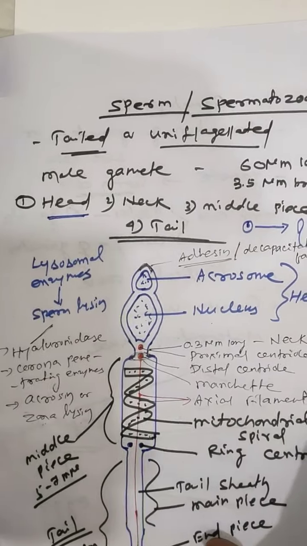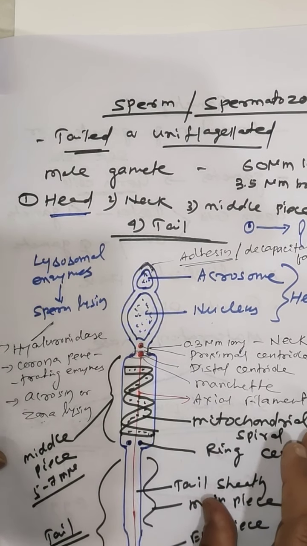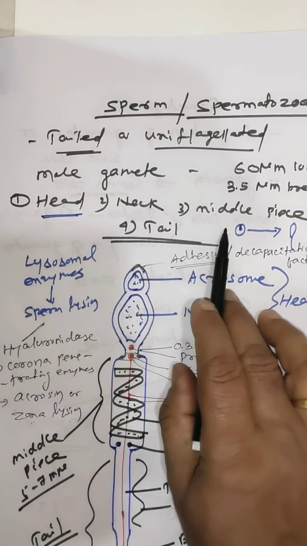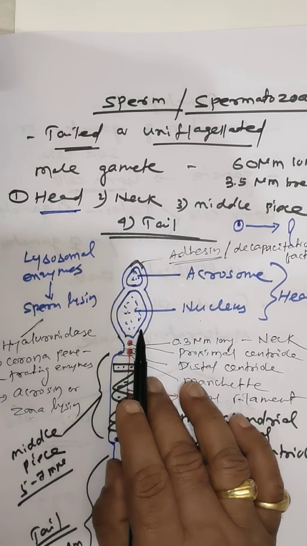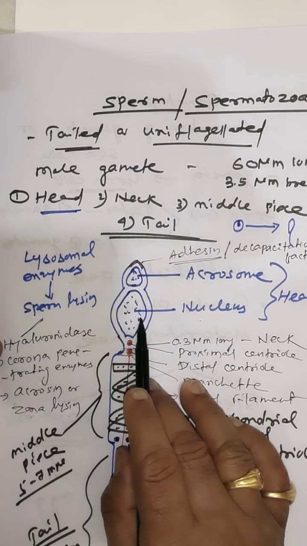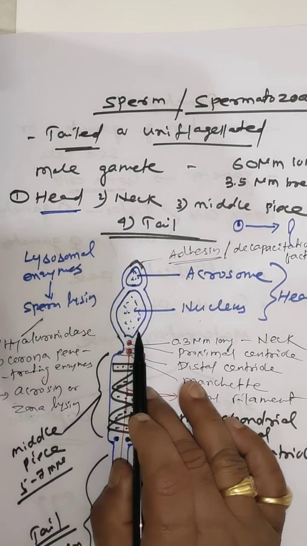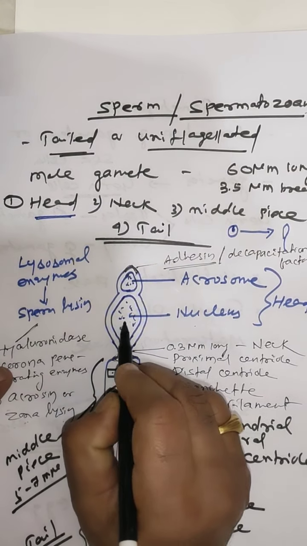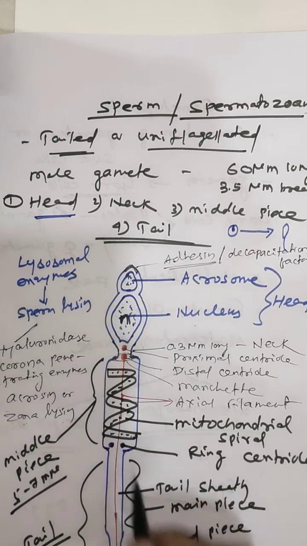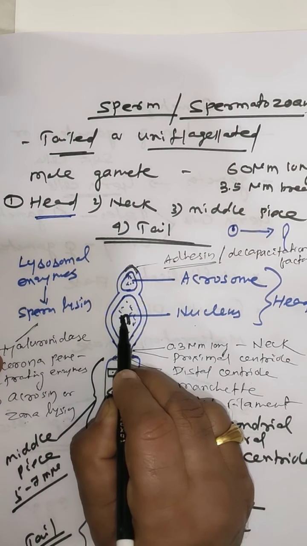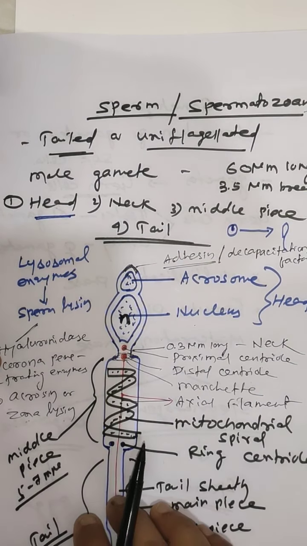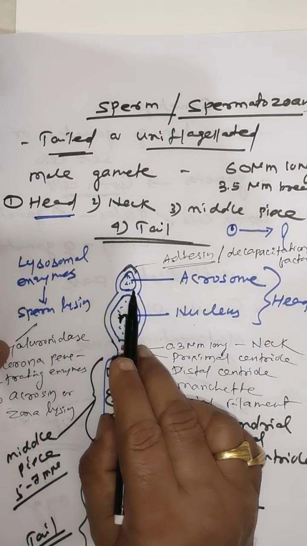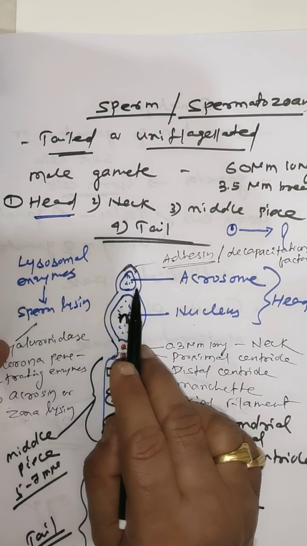Clear? Okay. Again I repeat the structure of the sperm. It consists of head, neck, middle piece and tail. The head is the anterior part of the sperm. The shape of the head is determined by the shape of the nucleus. The nucleus occupies the major part of the sperm head and contains n number of chromosomes because it is formed by meiosis. Above the head nucleus, the acrosome is present. The acrosome is formed from the Golgi complex.